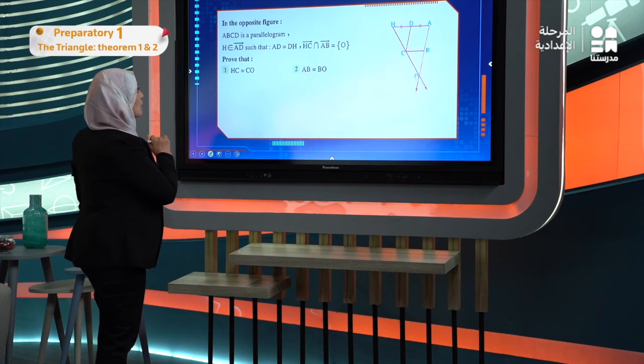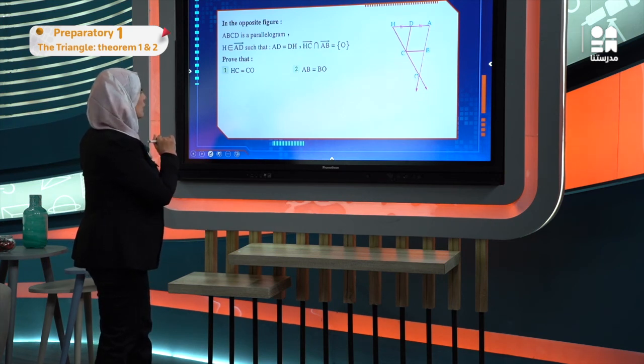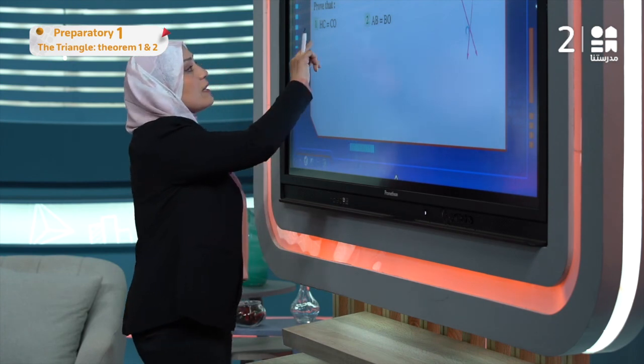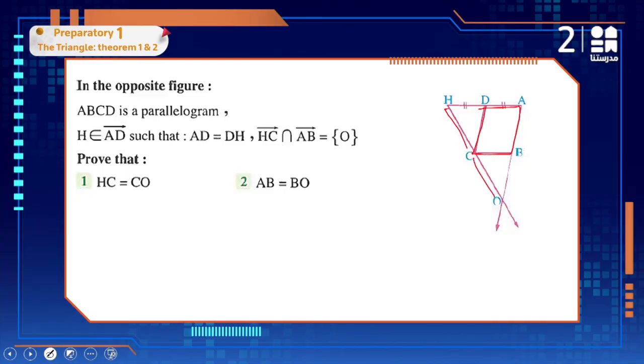We have another example. In the opposite figure, ABCD is a parallelogram. A, B, C, D. This one. Prove that, number one, HC is equal to CO. Sorry, not parallel, HC is equal to CO. Second, AB is equal to BO. How can we prove that?